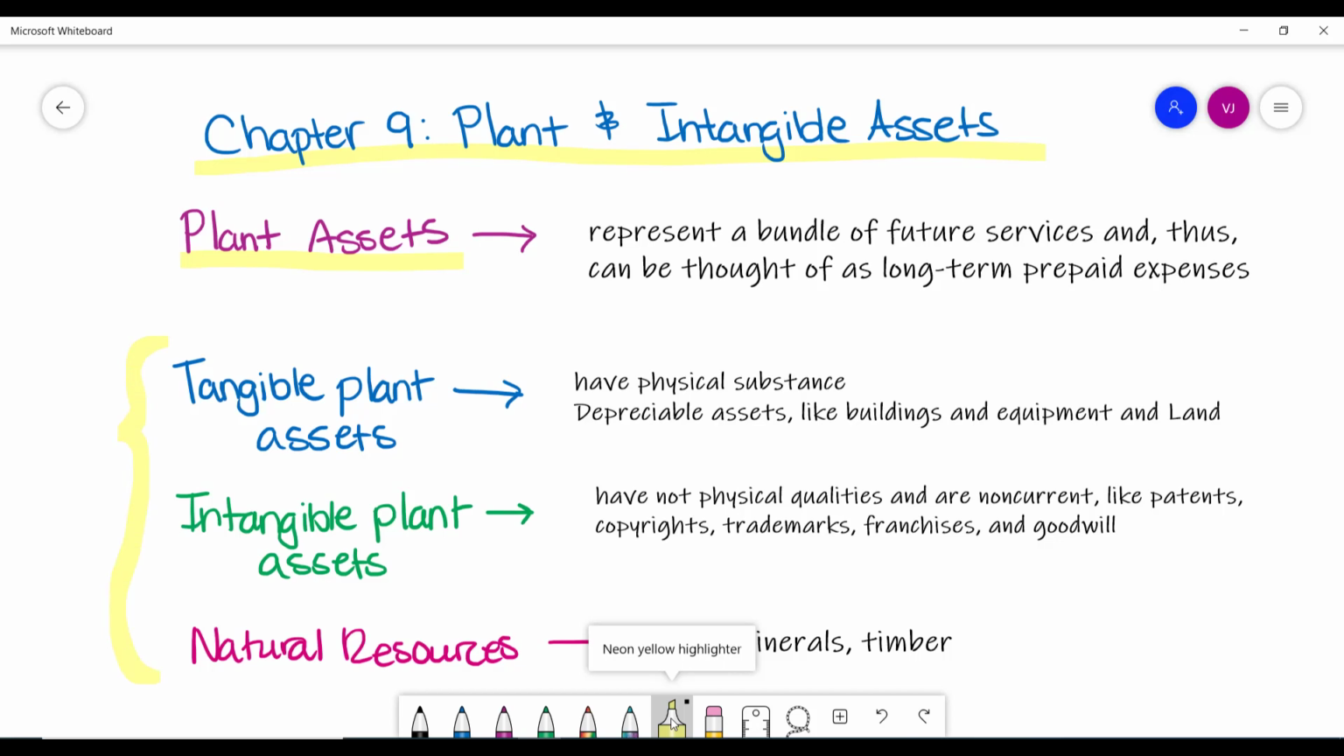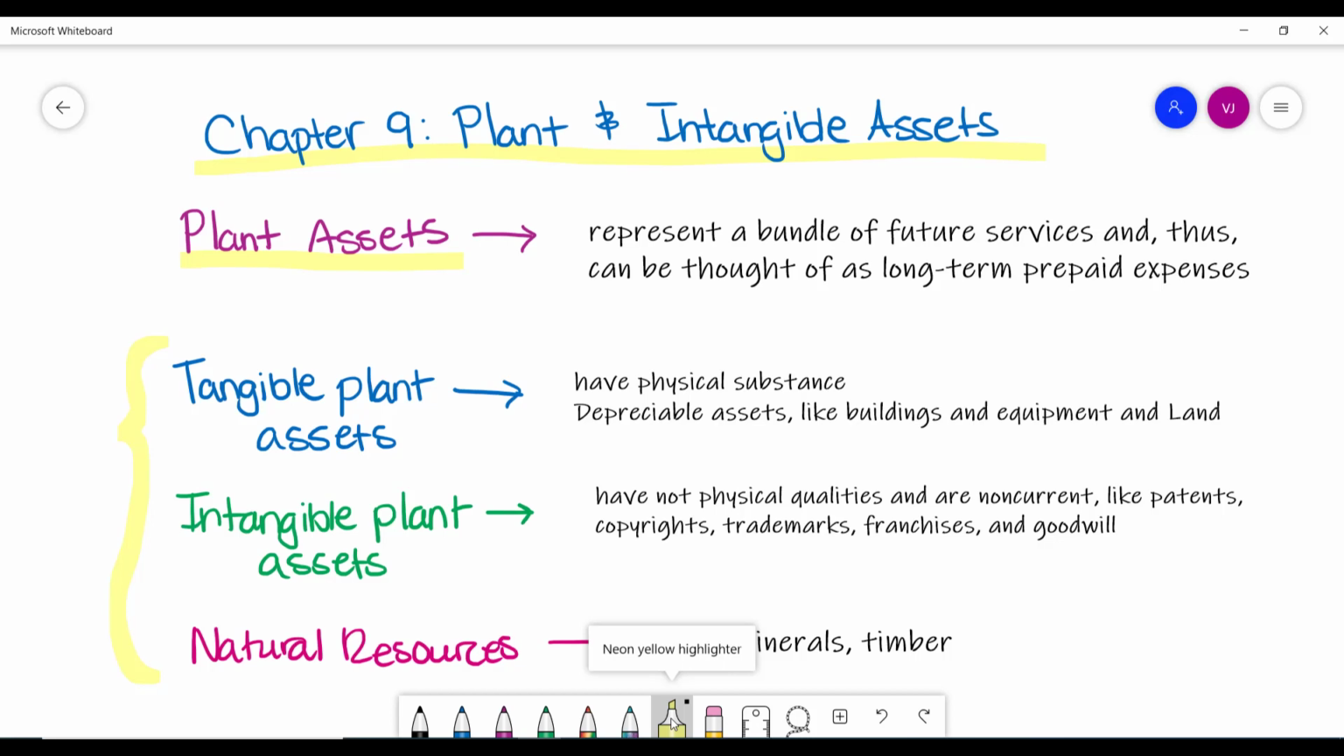So we have tangible plant assets. So those are the things, if something's tangible, you can touch it. It has physical substance. So this category would include things like buildings, equipment, and land. However, we want to make sure to distinguish depreciable assets like buildings and equipment from land. So we know we depreciate buildings and equipment, but land is one of those assets that aren't depreciated. So tangible plant assets will include depreciable assets, but also non-depreciable assets, which would be land.